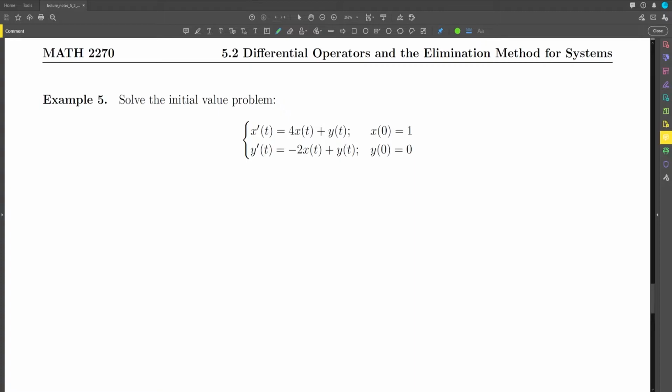Now, we'll start this problem the same as we started the previous problem, and the first part is we're going to rewrite our system of differential equations in operator notation. So in order to do that, we're going to replace the x prime by d of x, and that is equal to 4x plus y, and then the second differential equation becomes d of y equals negative 2x plus y.